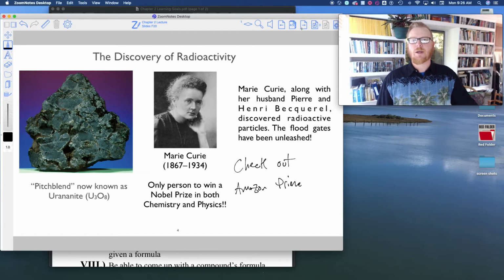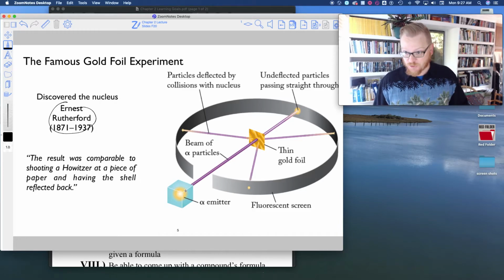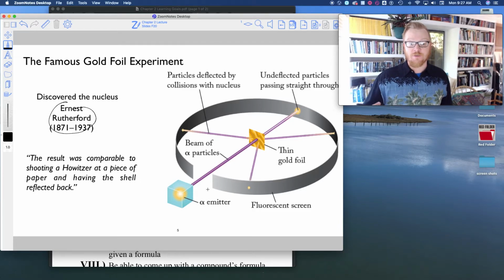of the atom. Okay. So now this gets us to the famous gold foil experiment conducted by Ernest Rutherford. He's from New Zealand. And what Ernest Rutherford was able to do was take a source of radioactivity, that because of Marie Curie's work, we're now able to use. So an alpha emitter is an alpha particle, okay? So we'll just say radiation, in the form of an alpha particle.